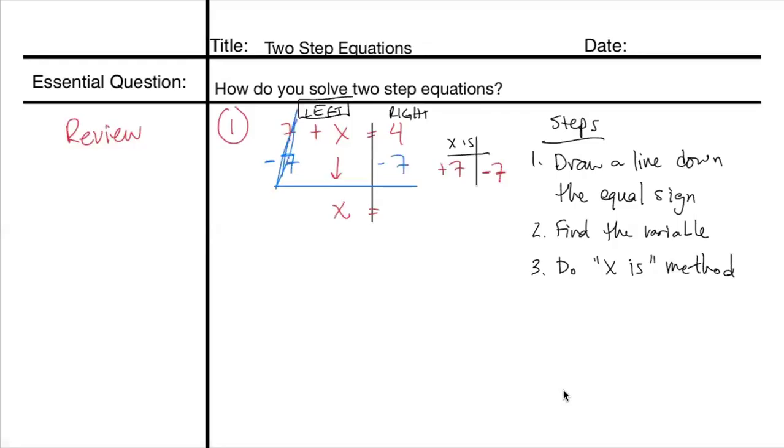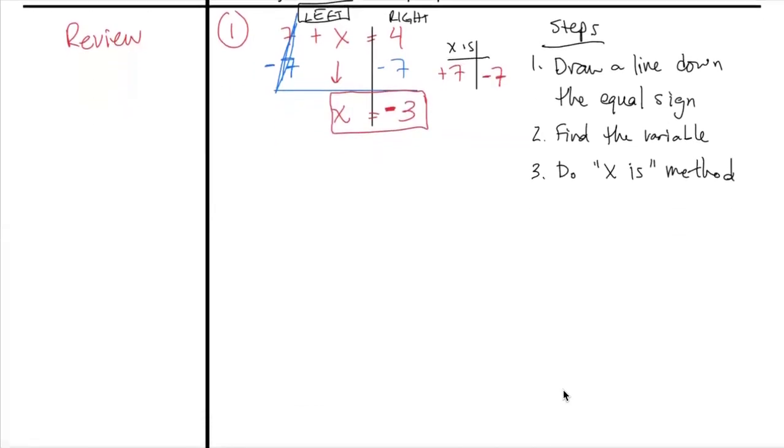Those are different signs. Or you could think of it this way: the positive team scored 4, the negative team scored 7. So the negative team won by 3. So my answer is negative 3. Good. So that's how we do one steps.